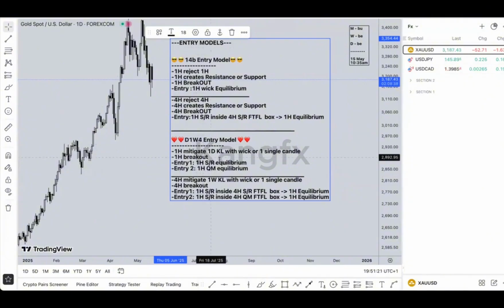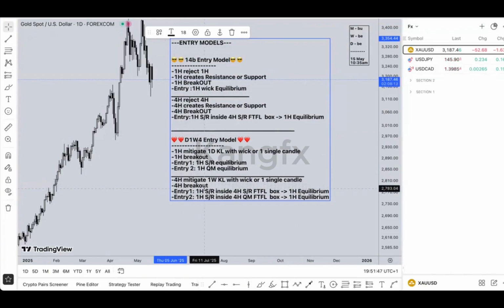After 1 hour breakout, there are two ways we get our entries when we are using the D1W4 entry models. Either we pick our entry on the 1 hour support or resistance equilibrium, which is the best and the strongest, or we take an entry from the 1 hour QM equilibrium, which is not as strong as the 1 hour support or resistance equilibrium. Also, the D1W4 entry model can be used on 4 hour.